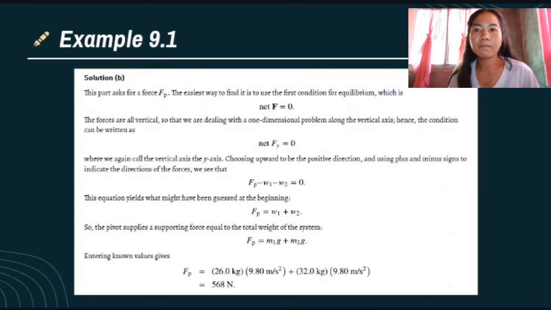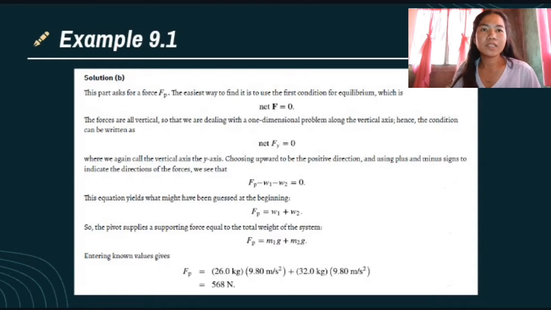So, for solution B, this part asks for a force, or F sub P. The easiest way to find it is to use the first condition for equilibrium, which is net force equals 0. The forces are all vertical, so we are dealing with a one-dimensional problem along the vertical axis. Hence, the condition can be written as net force along y equals 0, where we again call the vertical axis the y-axis.